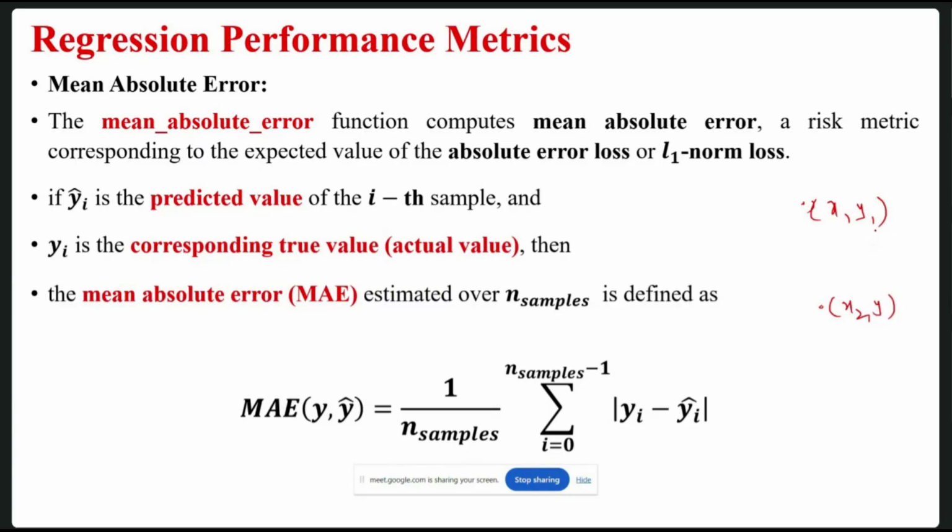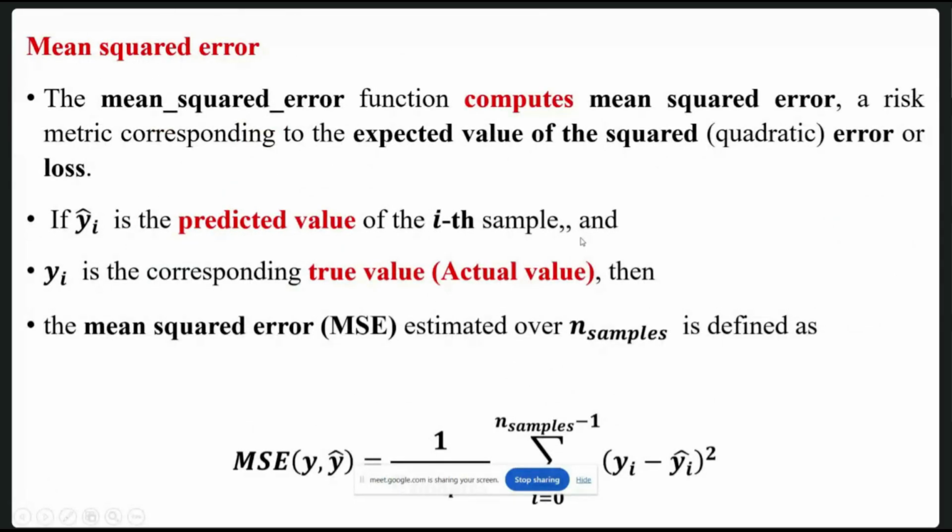Okay, that means the actual point, and this is called a predicted point. The actual distance between yi minus y cap, the sum of the average of the absolute values of all the predicted points and the actual points, is called the mean absolute error. Okay. And one more technique is called the mean squared error.